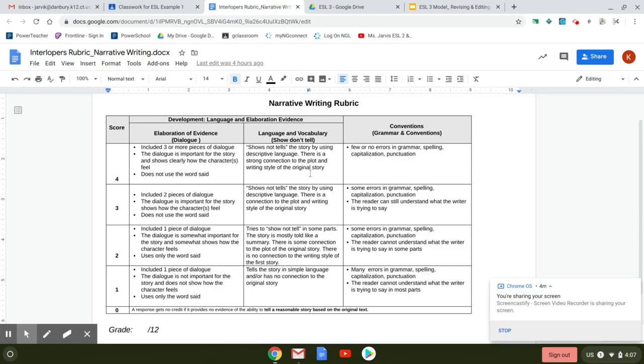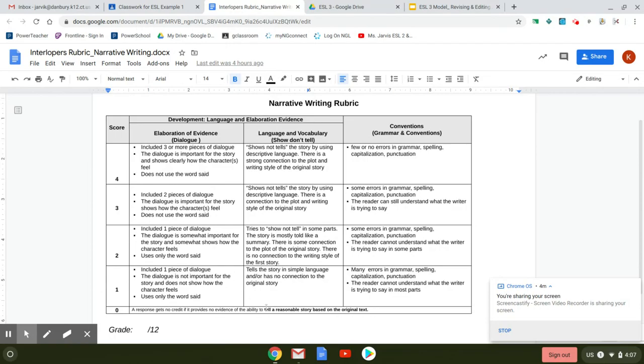The next section I'm grading you on is the show don't tell. So how descriptive are you? If you show and not tell the story by using descriptive language, and there's a strong connection to the plot and the writing style of the original story, that's a 4. So basically, your alternate ending sounds like it could fit right with The Interlopers.